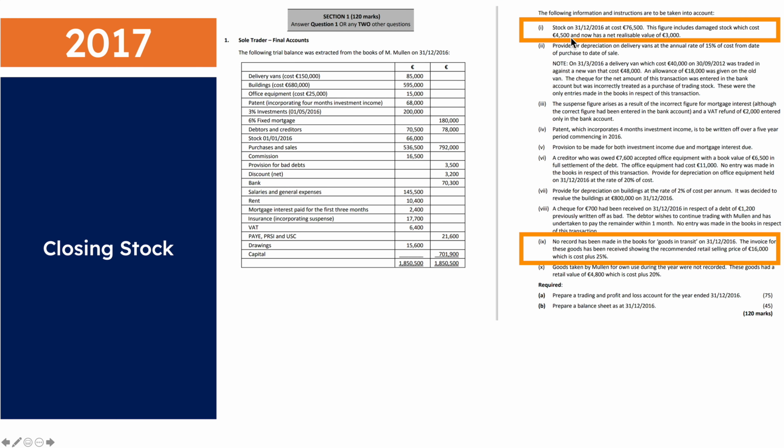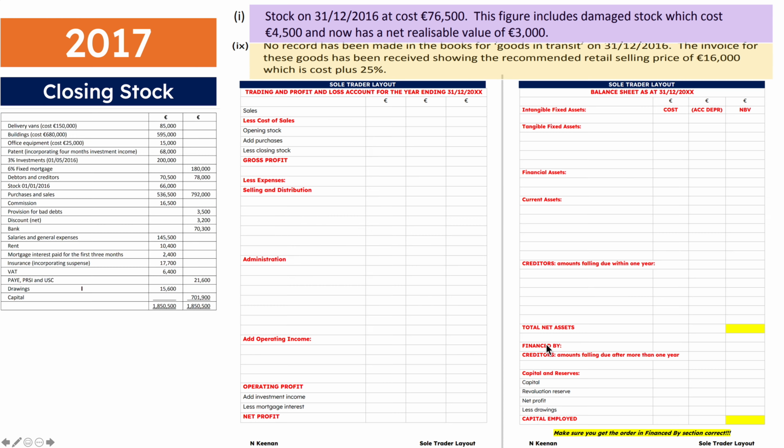Next year, 2017, 2 adjustments again. Number 1, stock on 31st the 12th, 2016 at cost was 76,500. This figure includes damaged stock, which cost 4,500 and now has a net realisable value of 3,000. And number 9, no record has been made in the books for goods in transit on the 31st of the 12th, 2016. The invoice for these goods has been received showing the recommended retail selling price of 16,000, which is cost plus 25%. Okay, so let's have a look.